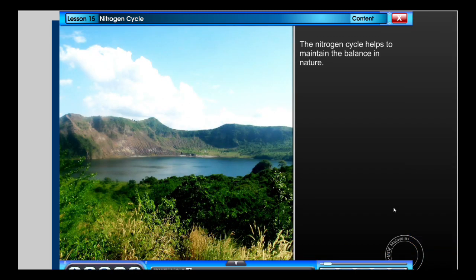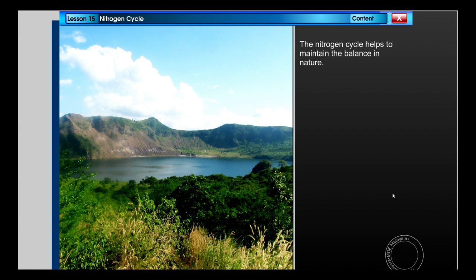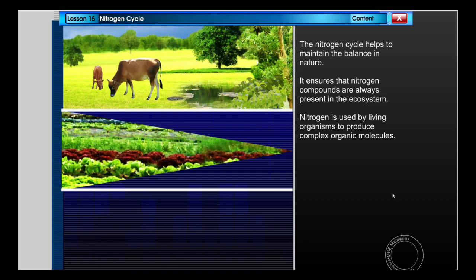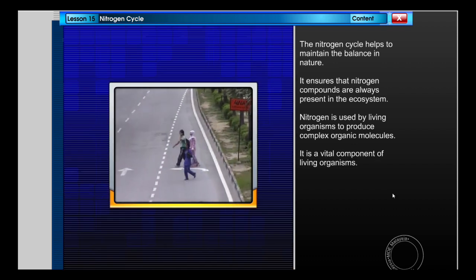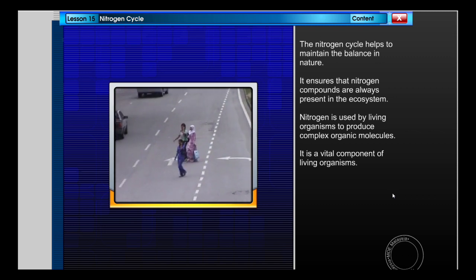The nitrogen cycle helps to maintain the balance in nature. It ensures that nitrogen compounds are always present in the ecosystem. Nitrogen is used by living organisms to produce complex organic molecules. It is a vital component of living organisms.